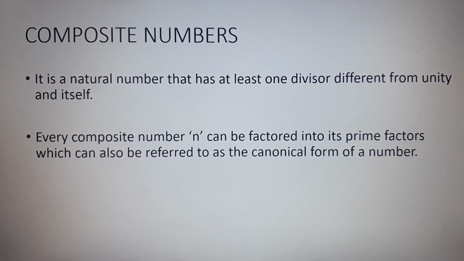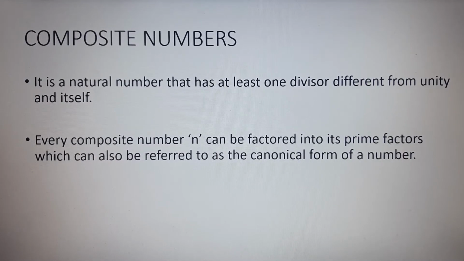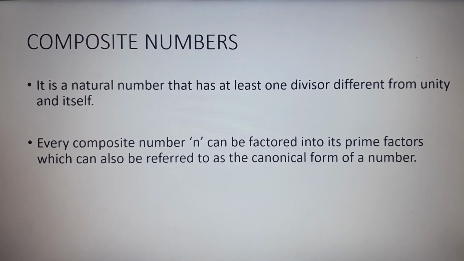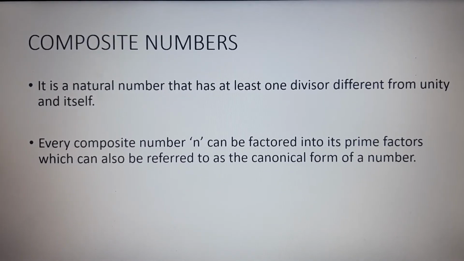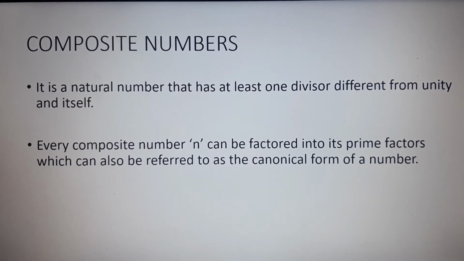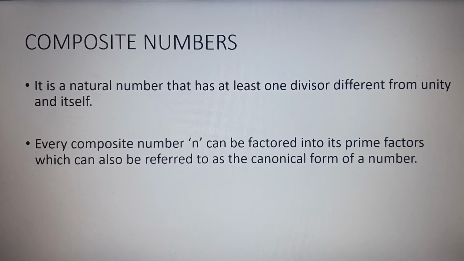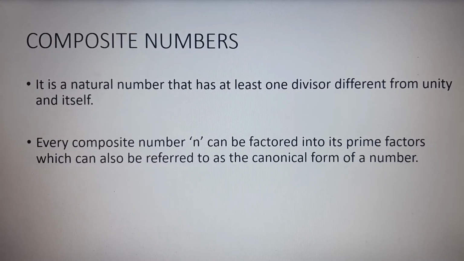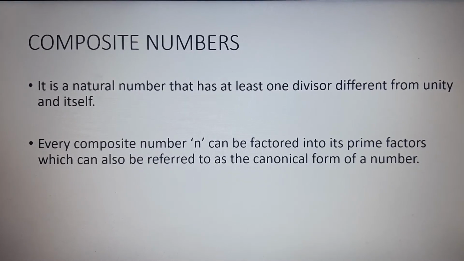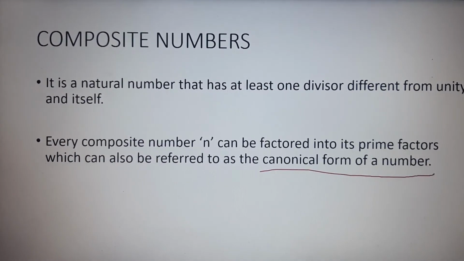Now, after this, we can also consider the composite numbers. By composite numbers, we mean the natural numbers that have at least one divisor different from unity and itself. Like you can take any number like 6. It can be divided by unity, that is 1. It can be divided by itself, 6. And it can be divided by 2 or 3. So it's a composite number. And every composite number can be factored into its prime factors, which can also be referred to as the canonical form of the number.